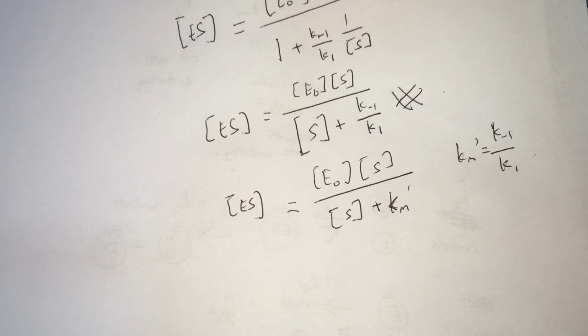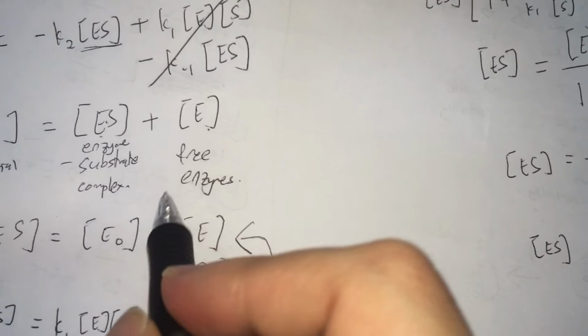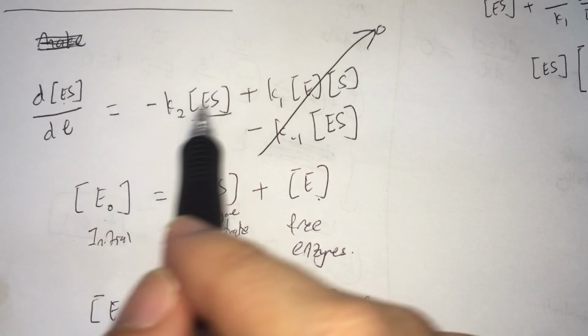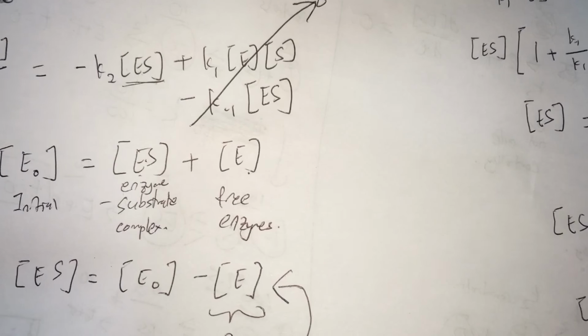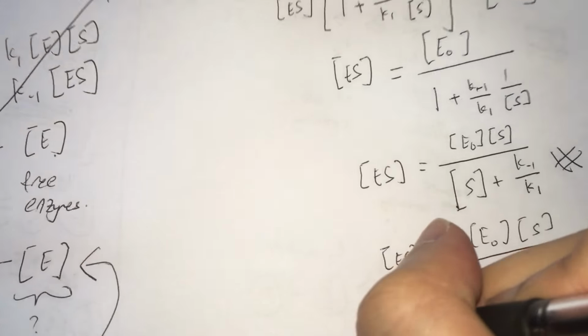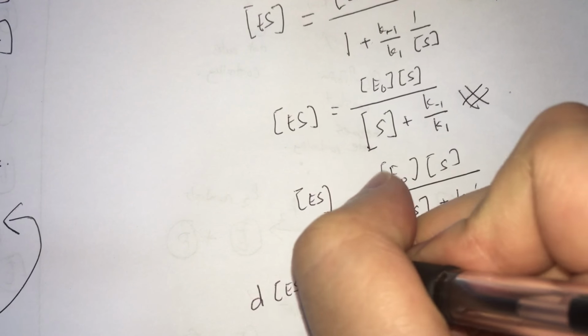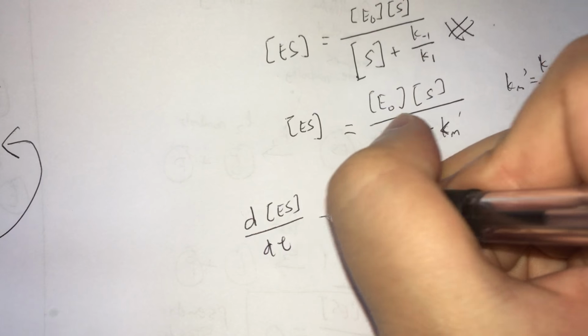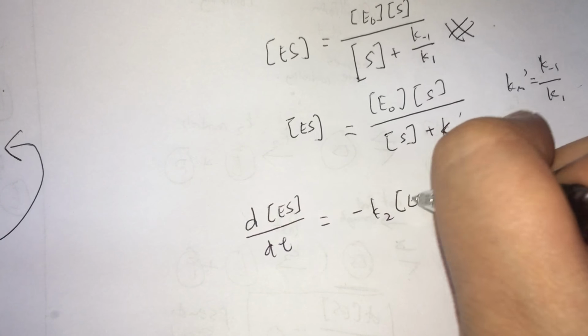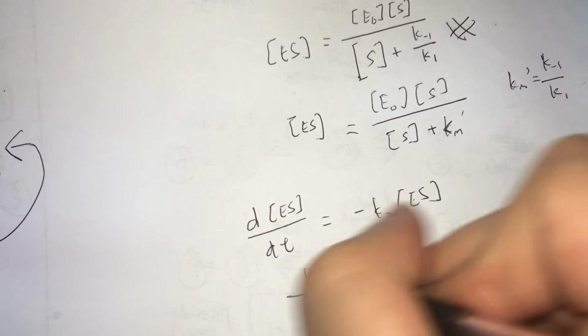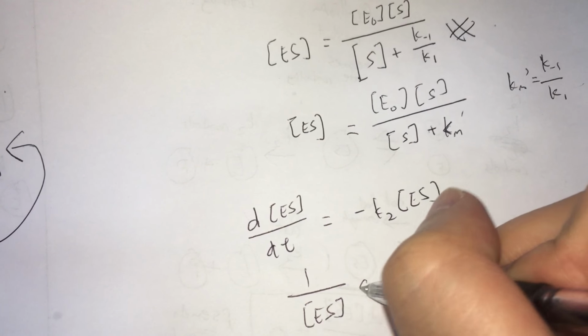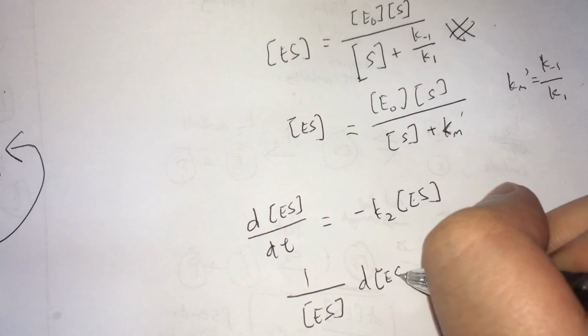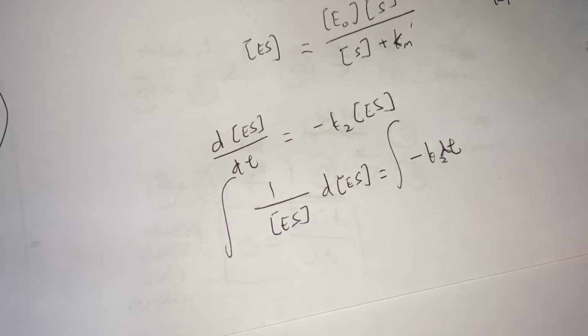And now let us substitute that back into our initial equation, which is this. From this, you can quite easily see that d[ES]/dt equals minus K2 times ES. And of course, you just do the simple integration, equals minus K2t. And then you just integrate, right? And then you will get a ln function.